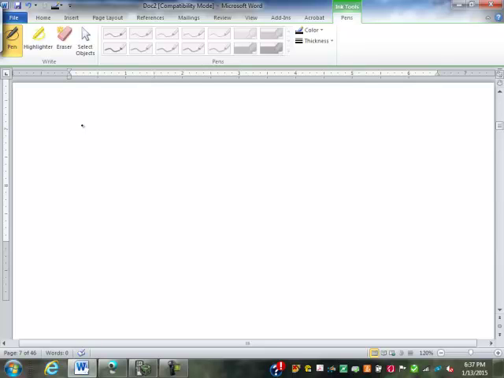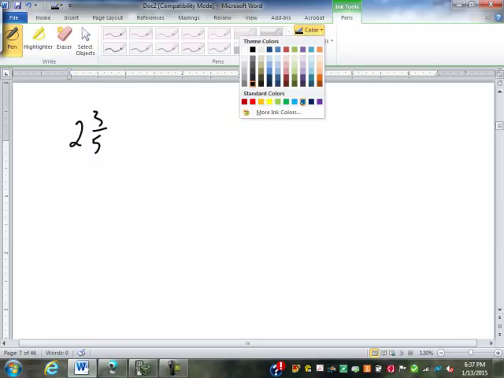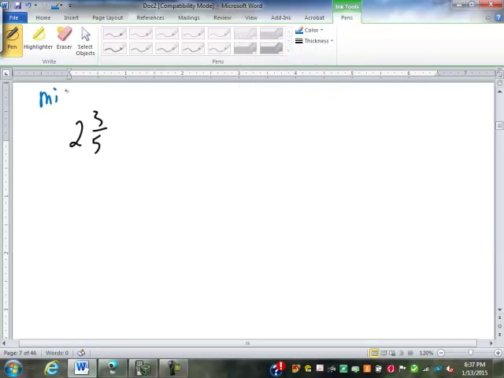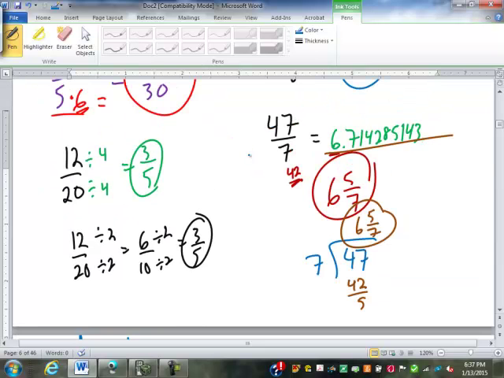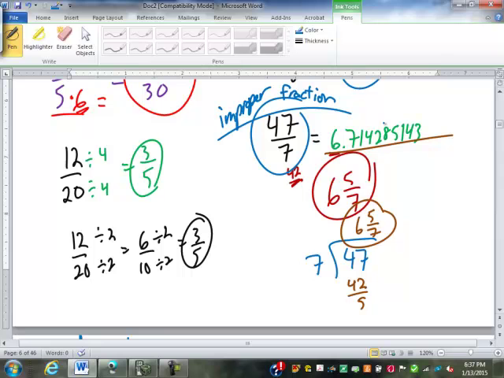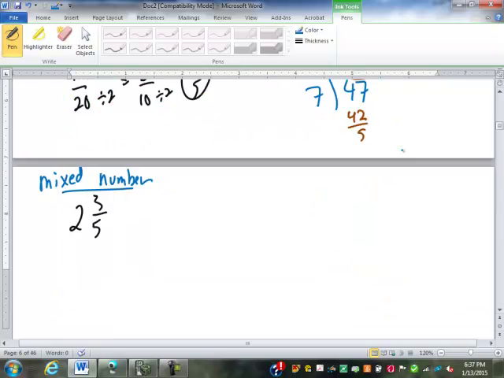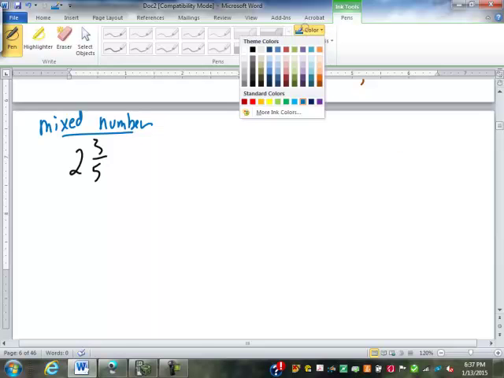Anyway, we can do that, or we could take something like 2 3/5. This is what we call a mixed number. And we can convert it back into something like this, which is what we call an improper fraction. Now, there's nothing improper or incorrect about it. They just call it an improper fraction because we don't like having the numerator bigger than the denominator. But there are cases where it's easier to have it that way.